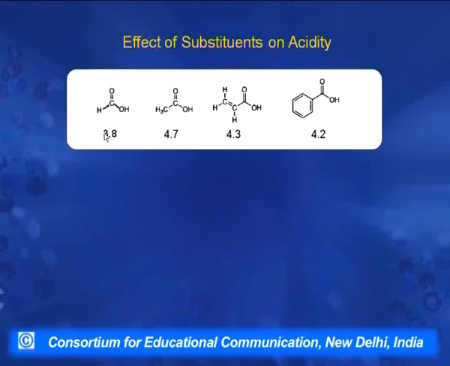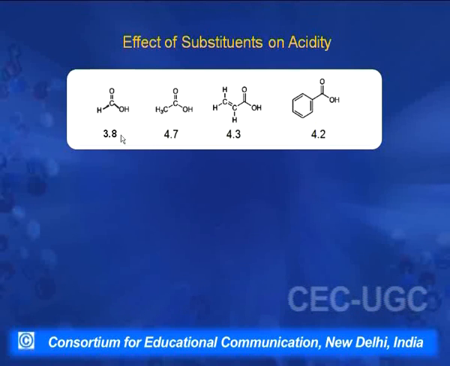Let us take some examples. This is formic acid, HCOOH, and this is acetic acid. We know that in comparison to hydrogen, the methyl group is electron releasing. So it releases electrons towards the carboxylate anion that will be formed, which means it will destabilize it. So it should be less acidic, and this is so.